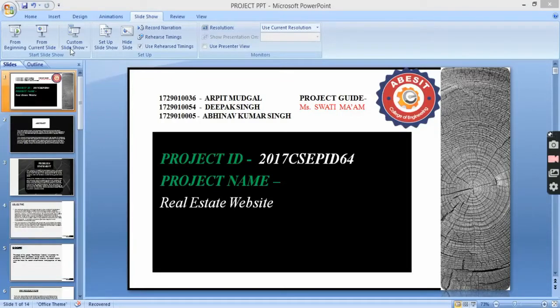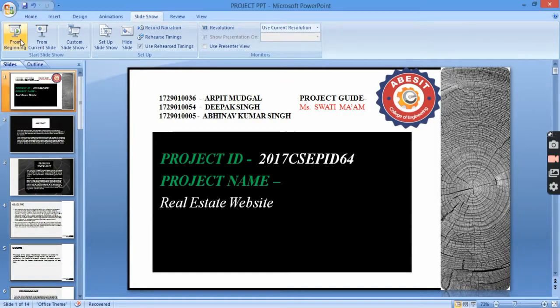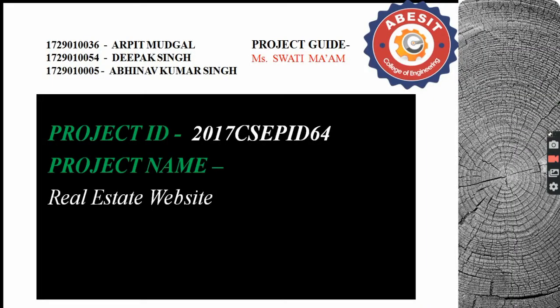Currently presenting the final year project presentation. And we are three partners in this project presentation. First is of course me, roll number 1729010036, Arpit Mudgal. The second one is 1729010054, Deepak Singh. And the third one is 1729010005. And our project ID is 2017 CS EP ID 64. And the project name is Real Estate Website.